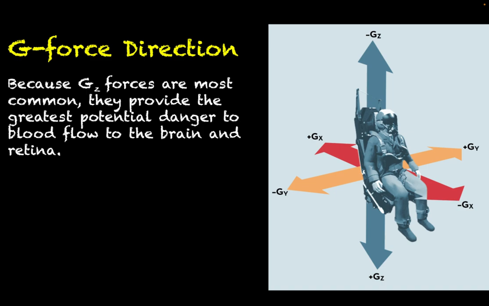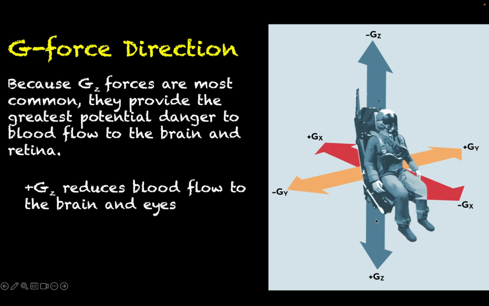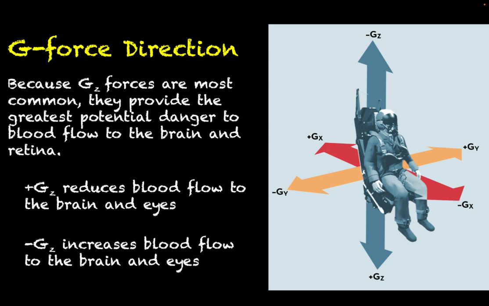So because these GZ forces are the most common, they provide the greatest potential danger to blood flow to the brain and to the retina. So your brain is obviously in your skull. So if you experience positive G's, that is pulling blood down away from your brain. So that obviously presents a challenge. So positive GZ forces are going to reduce blood flow to the brain and to the eyes. And you'll recall, hopefully, that we've talked several times about how the retina has the greatest oxygen requirement of any tissue in the body. So not only will your brain be affected, but your eyes will too.